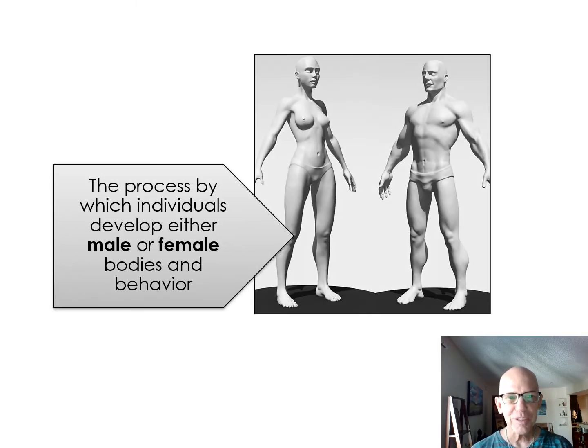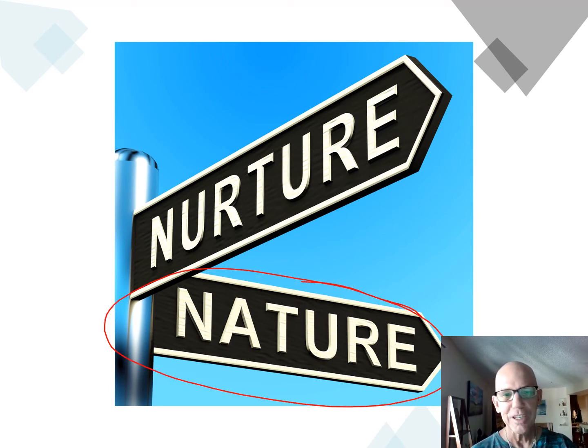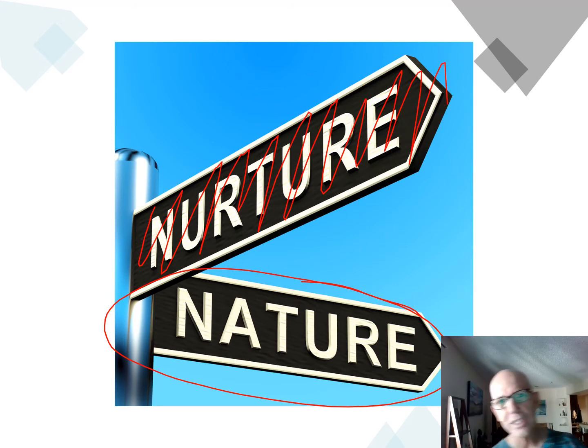Now, here's a definition. It's kind of wordy, but it says the process by which individuals become either male or female and have distinctly different bodies and characteristics. Now, a lot of this, of course, is due to nature, almost all of it. So today we're not going to really focus on nurture. Later lectures, I'll bring that in. But a lot of the first half of the class is really nature heavy.